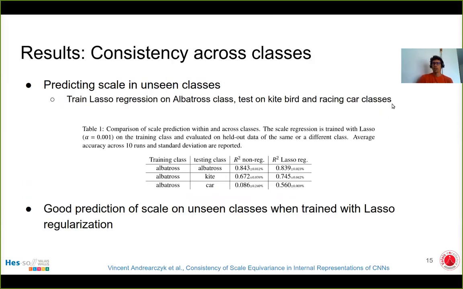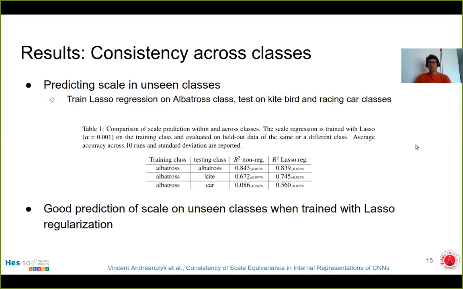So after looking at the alignment of scale information along individual dimensions, we now look at the consistency of the encoding of scale information across classes or across the data manifold. In the previous experiments, we used test images of the same class as the images used for training the regression. We now evaluate the prediction of scale in unseen classes. So we train a lasso regression on the albatross class, and we test on the kitebird class, which is similar to the training, and the racing car class, which is totally different from the training.